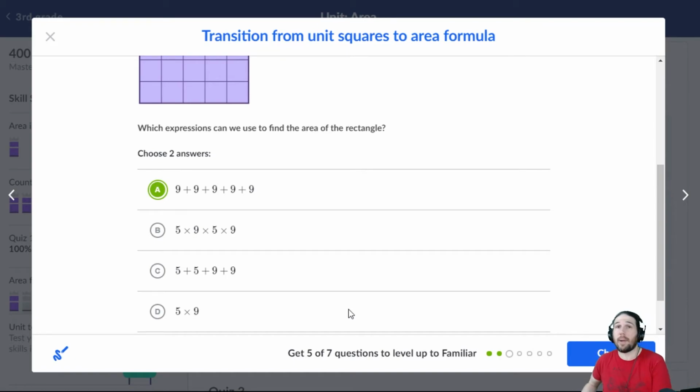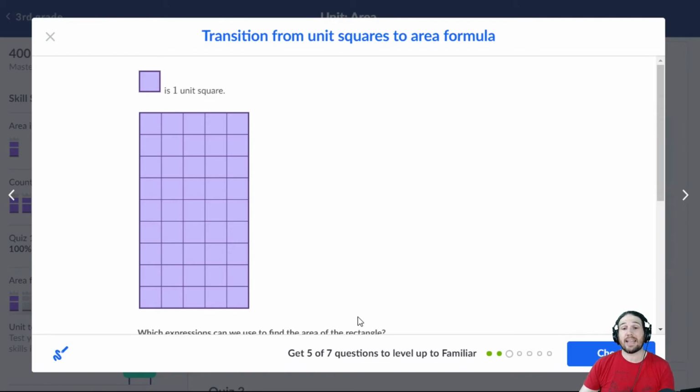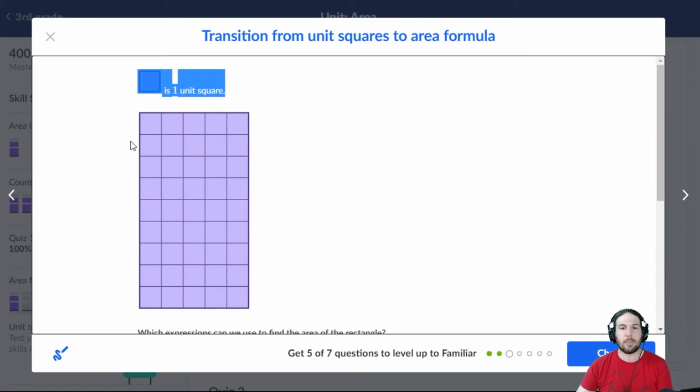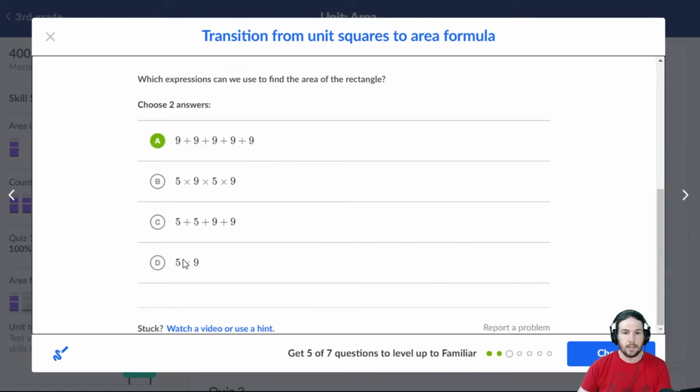Again, this is a throwback to 1st and 2nd grade. This looks exactly like problems that we had before. And in fact, it looks exactly like problems that we had before that had this exact rectangle made of these exact squares. The only difference is that now we have this thing at the beginning that says that it's 1 unit square. That is the only difference between what we're doing now and the array counting that we were doing back in 1st and 2nd grade.